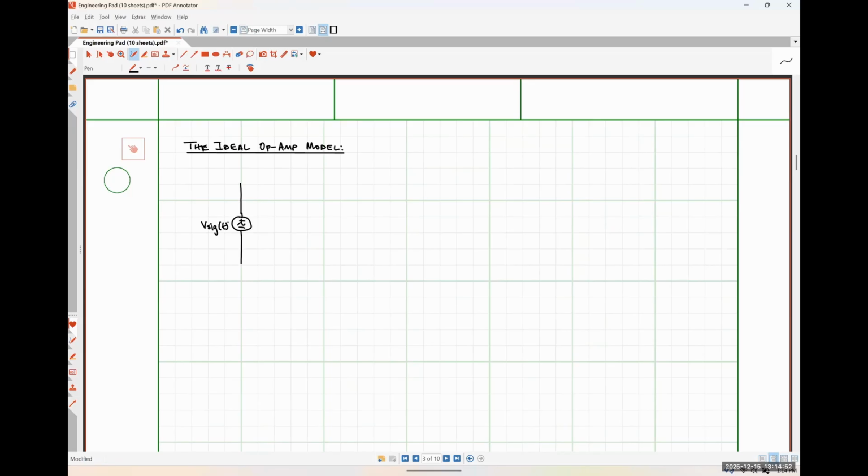signal generator that has some associated signal resistance R sig, like so. And this is going to be connected to the input terminals of an amplifier network. Okay. And that amplifier network has some characteristic input impedance Rin.